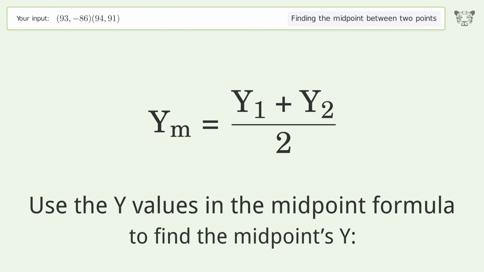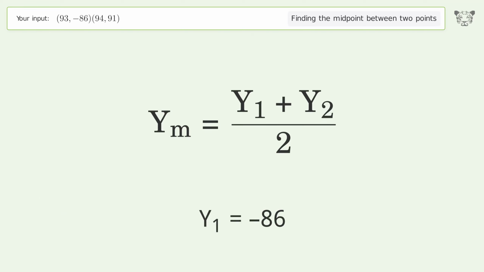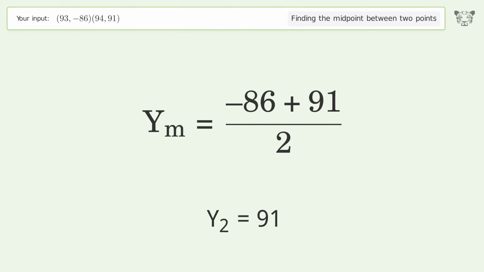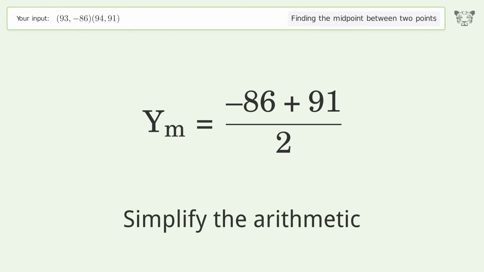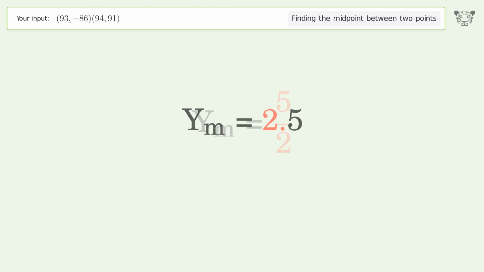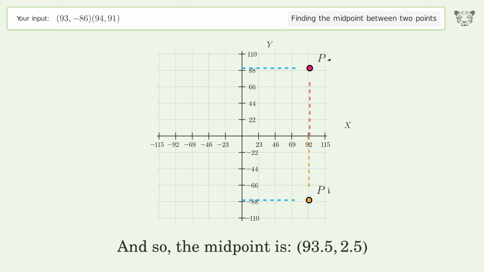Use the y values in the midpoint formula to find the midpoint's y. y1 equals -86. y2 equals 91. Simplify the arithmetic. And so, the midpoint is 93.5, 2.5.